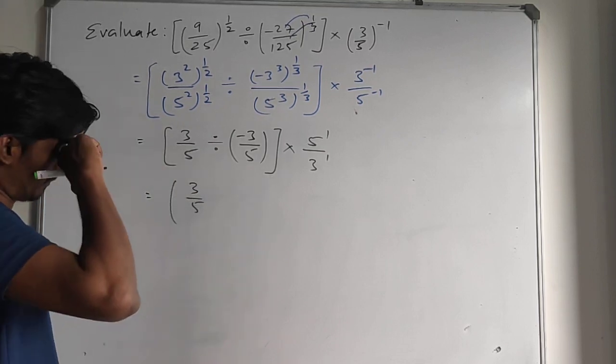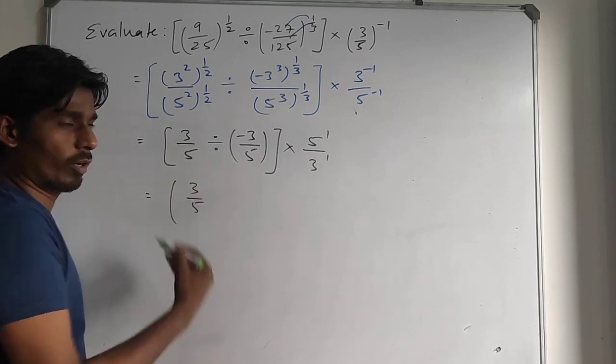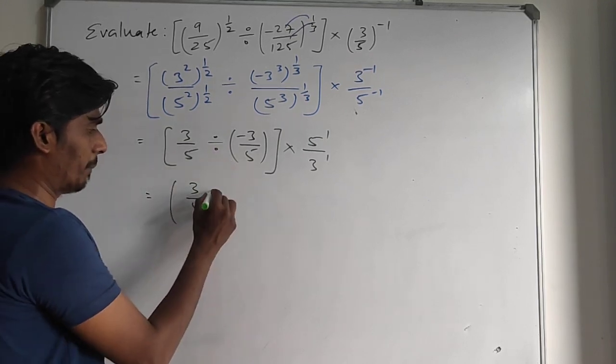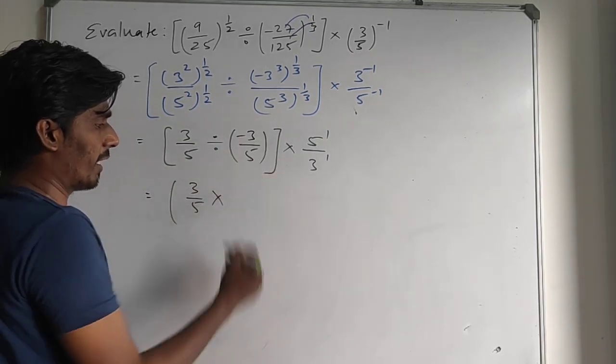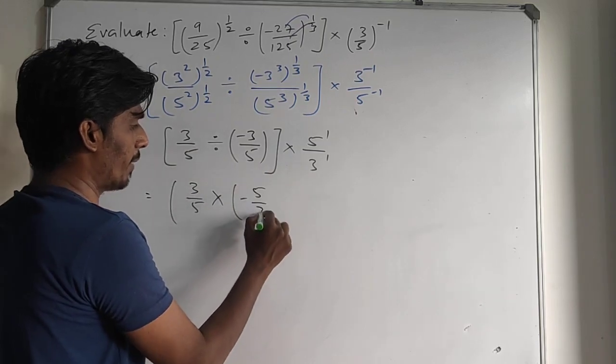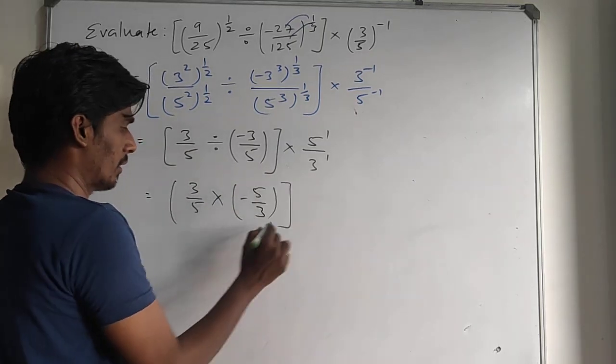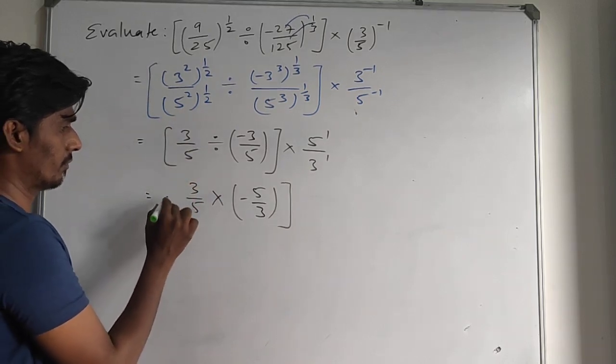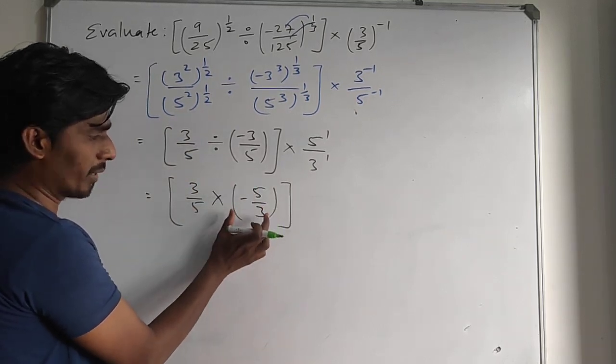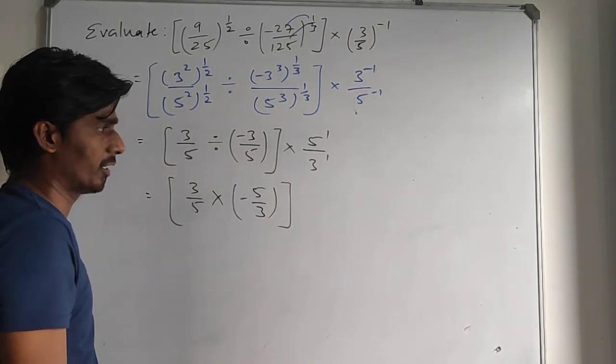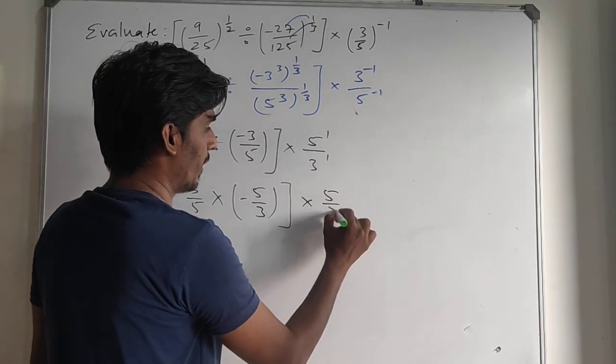3 by 5. Now again this is division here. If I do multiplication, the 3 by 5 becomes minus 5 by 3. This whole fraction becomes negative, not the numerator or denominator. Keep this 5 by 3 as it is.